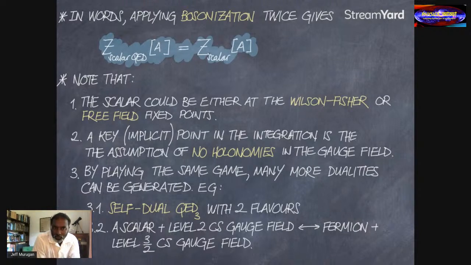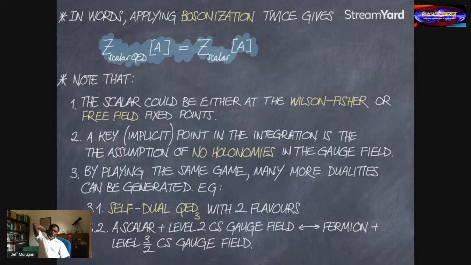The second point to note is that implicit in this argument is the fact that there are no boundaries. And a little deeper than that, there are no holonomies. There are no holes in my space-time that don't allow me to contract points.